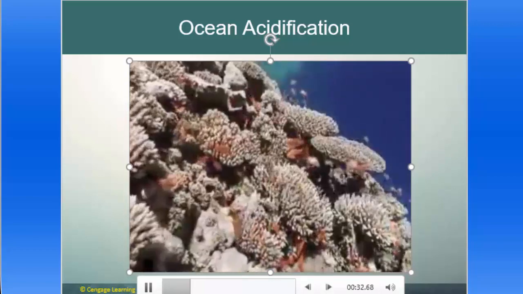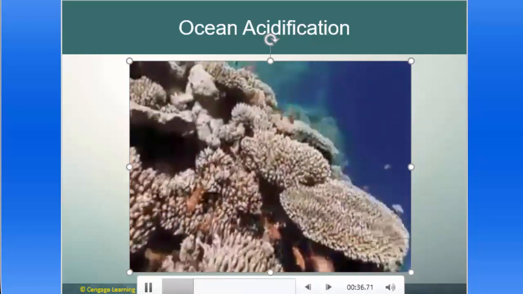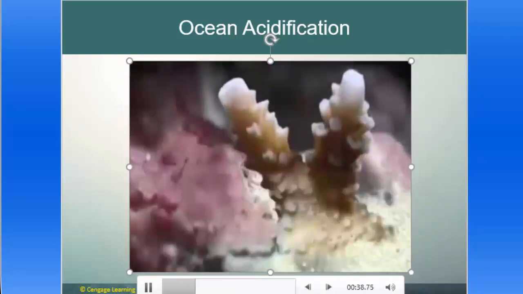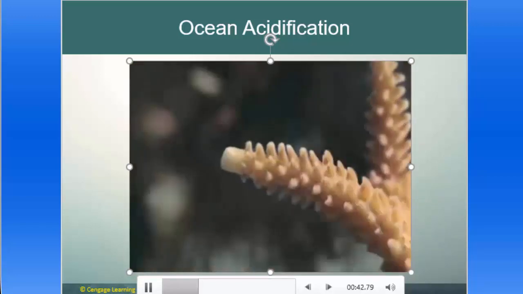The first creatures that will suffer will be the coral that make up the world's great reefs. Their skeletons can't form if the water becomes too acidic.